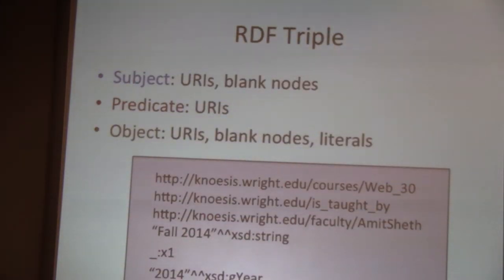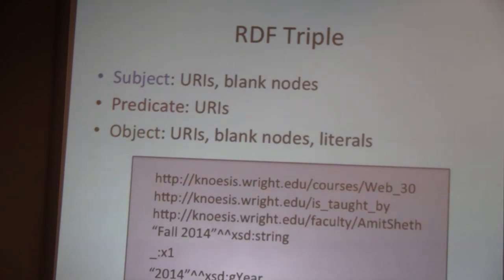So now we know that the RDF model consists of RDF triples. And in the RDF triples, the type of each subject, predicate, and object must be either a URI, a literal, or a blank node. So there are certain rules that we need to follow in order to create RDF triples so that people will be able to interpret the meaning of our triples.